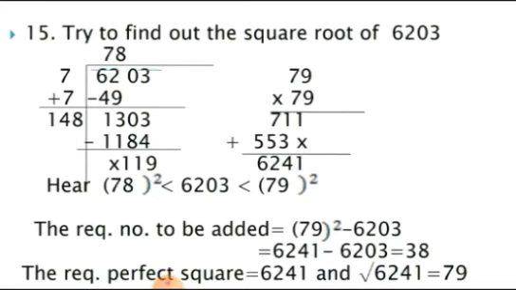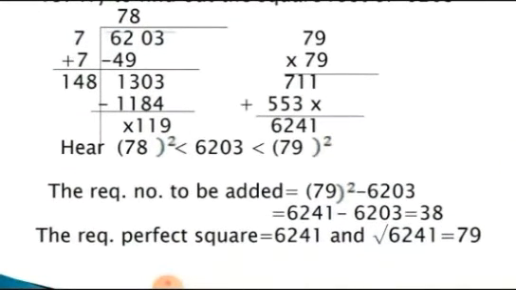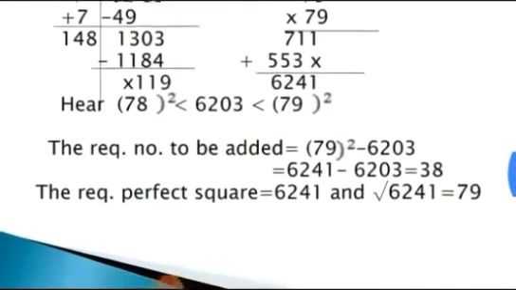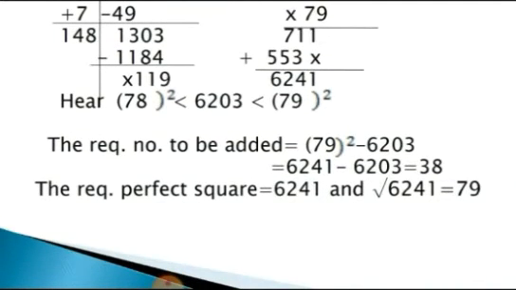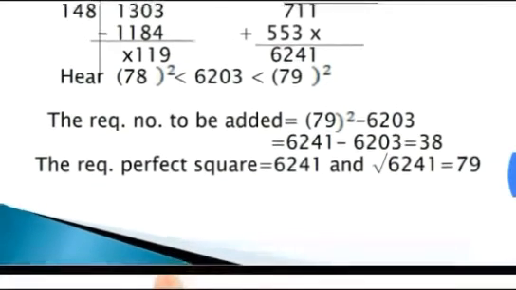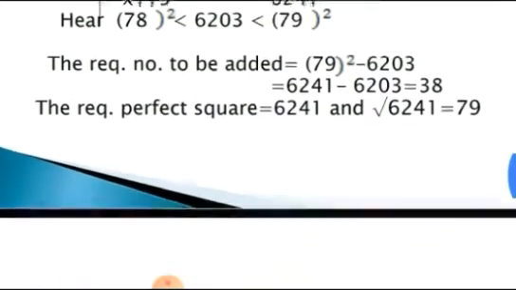In this question, 119 is the remainder, but you don't add this number. First you see here, 78 square is less than 6203, and 6203 is less than 79 square. Here I find 79 into 79, 6241. That means 6203 is less than 6241. The required number to be added is 79 square minus 6203, that is 6241 minus 6203. The difference is 38. That means you add 38 to the given number. The required perfect square number is 6241 and the square root of 6241 is 79.